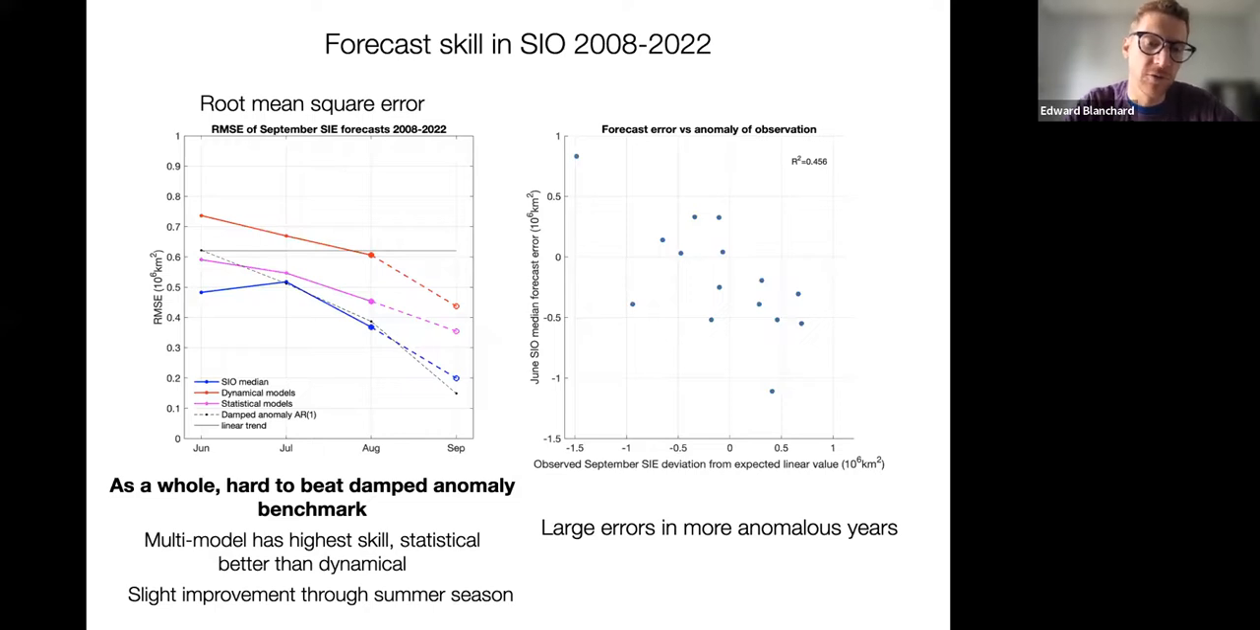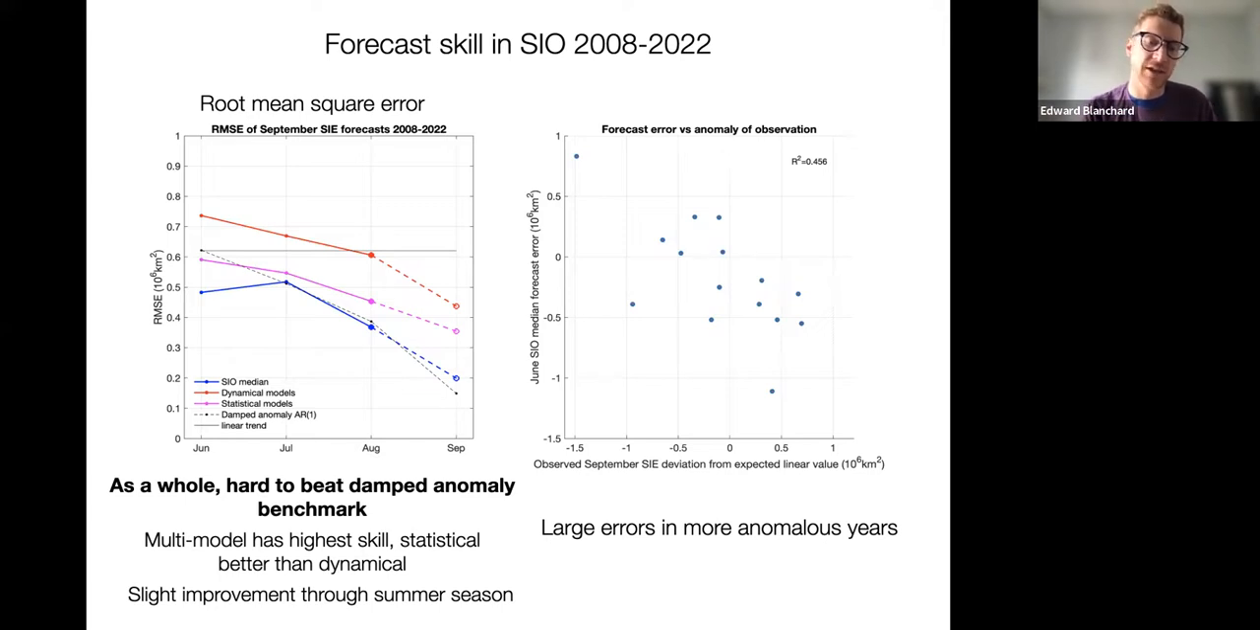I show quite a few metrics here, so let me walk you through them. The different colors are the forecasts to the Sea Ice Outlook. In red, that is the root mean square error of all the individual dynamical models. As we go from left to right, I show the different initializations. June is the forecast submitted in early June, July is early July, August is early August, and that's been the traditional Sea Ice Outlook period.